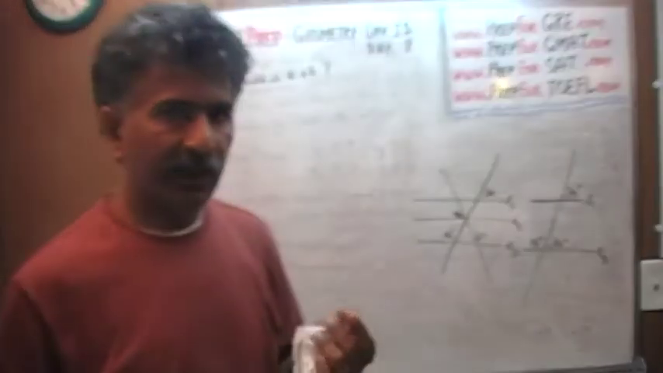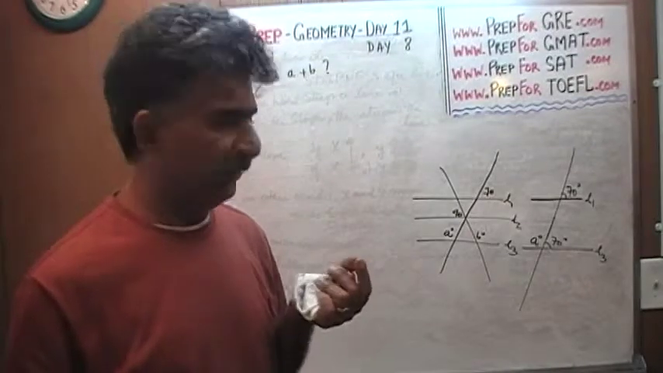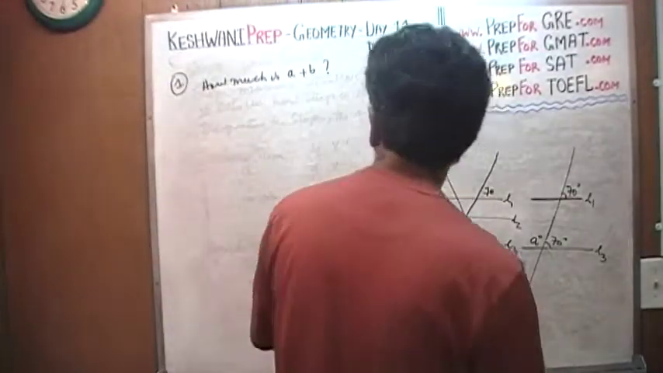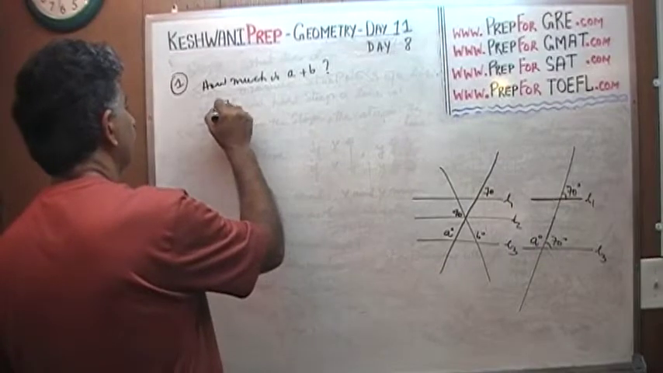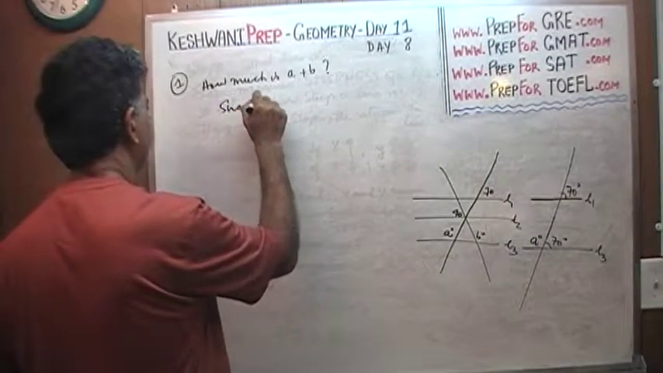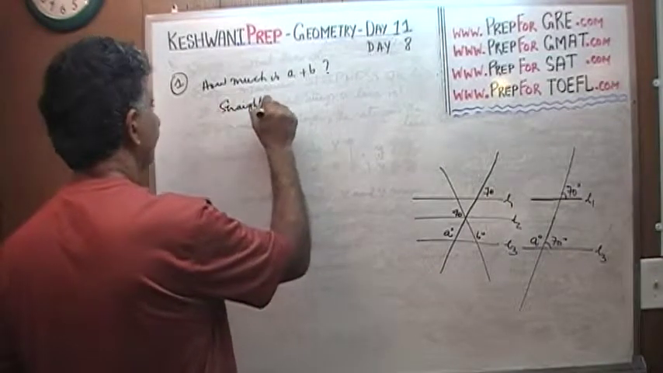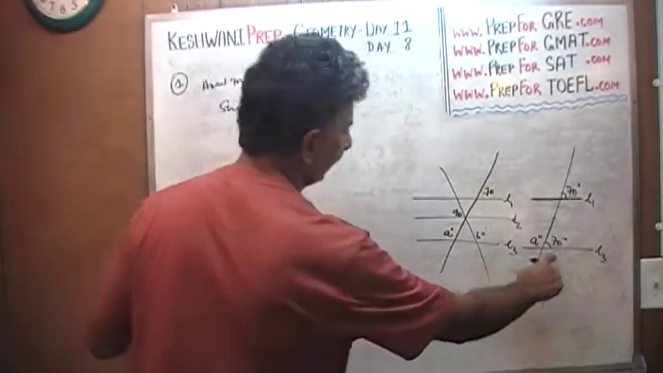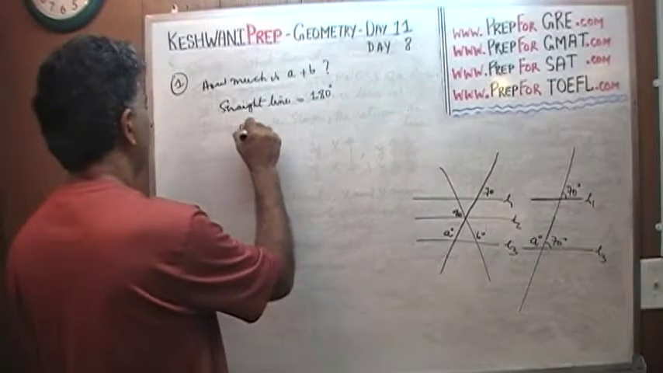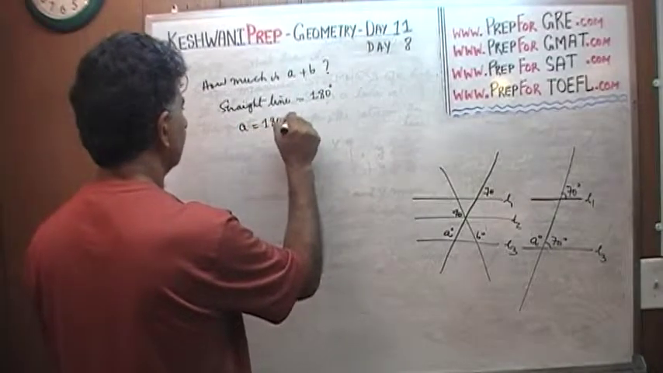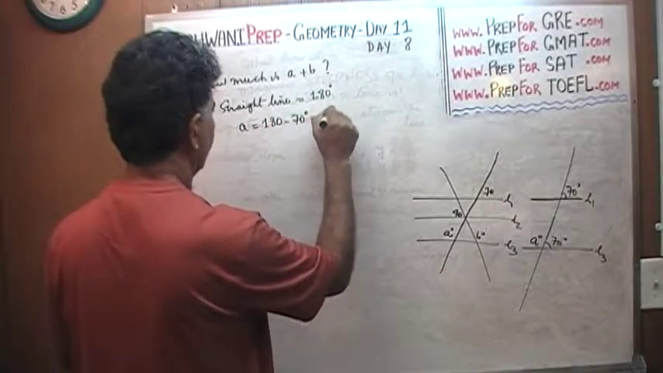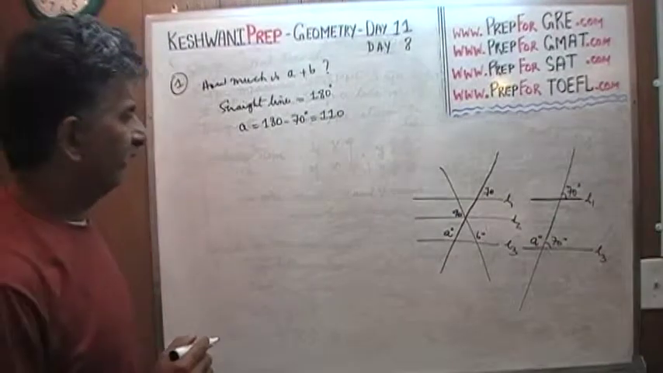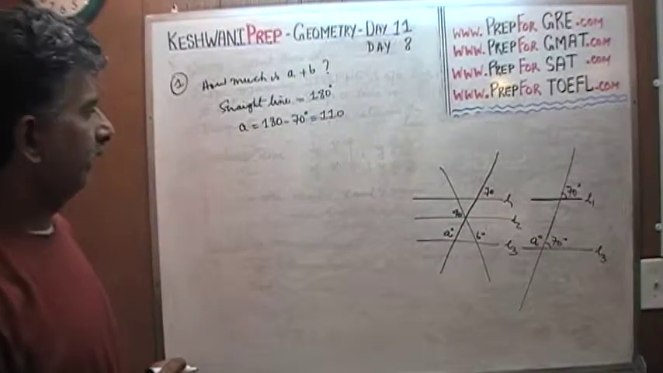And we know that a straight line makes 180 degrees. So A must be, straight line equals 180 degrees. And if this is 70, then A must be 180 minus 70, which is 110. So that takes care of the A part. A we know is 110.